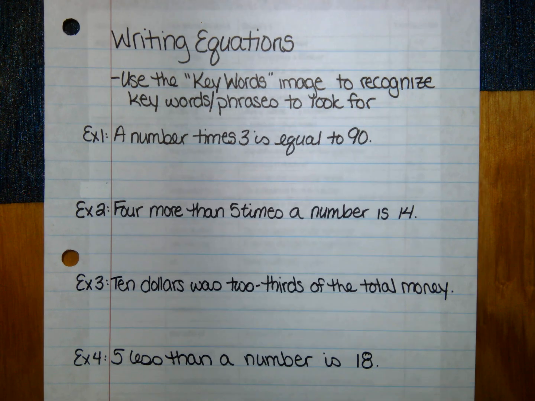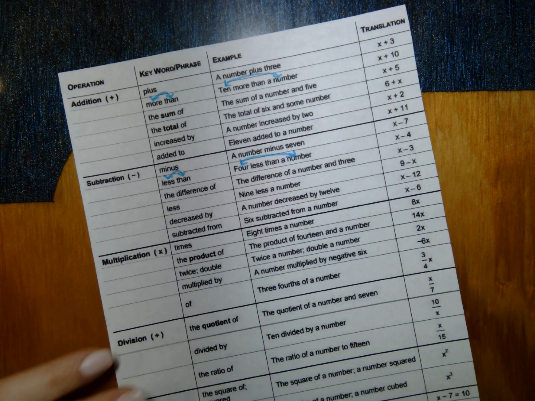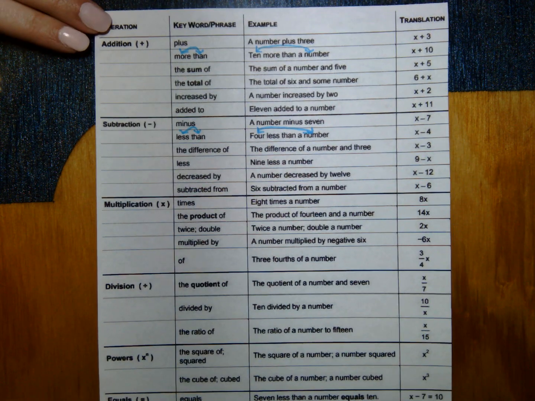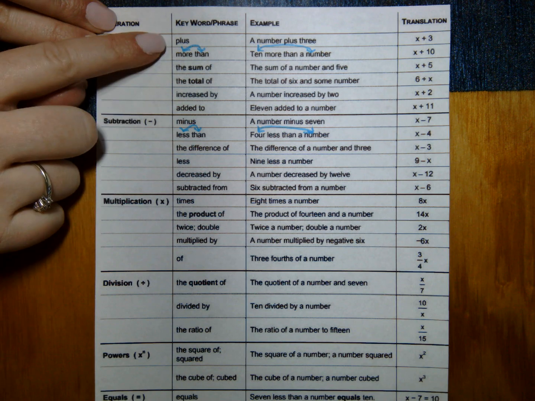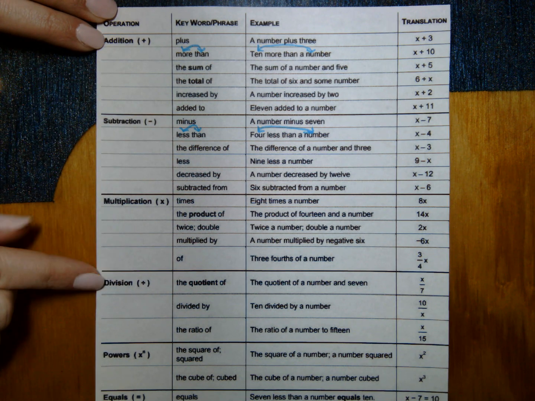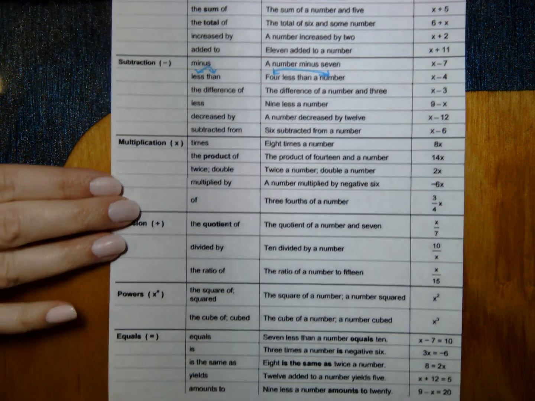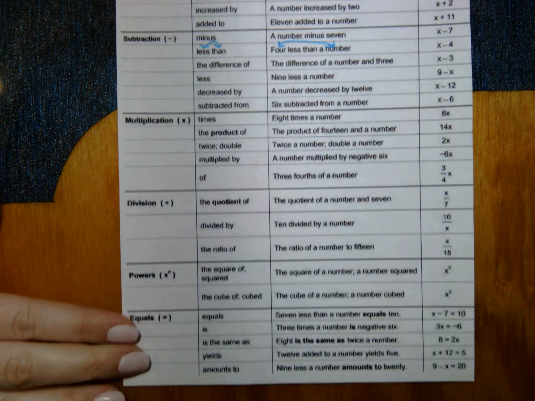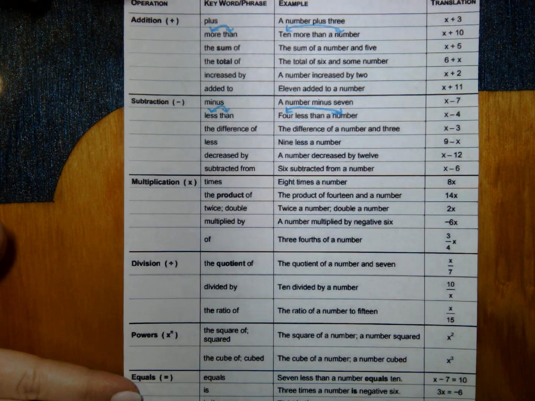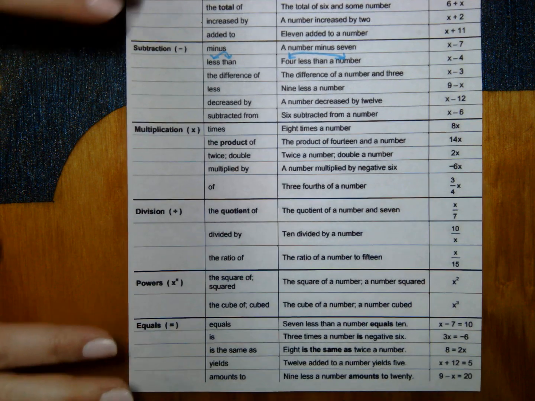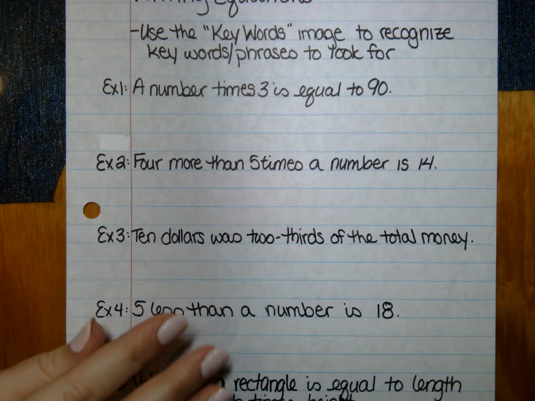Writing equations. If you haven't already, I want you to pause this video and copy down these key words and phrases that mean addition, subtraction, multiplication, division, powers, and equals. So again, take a second to copy these down so that you can refer back to them when you're writing out those equations.